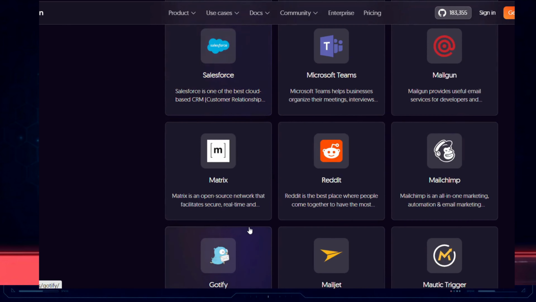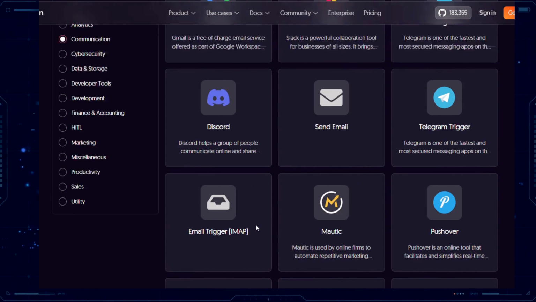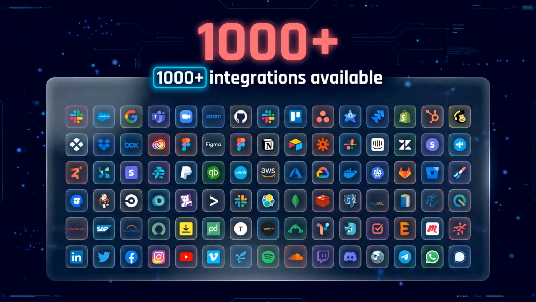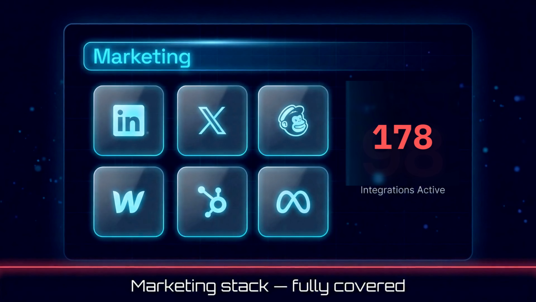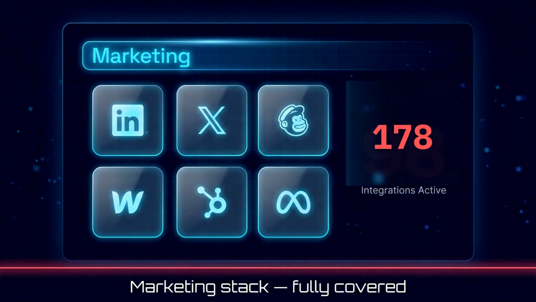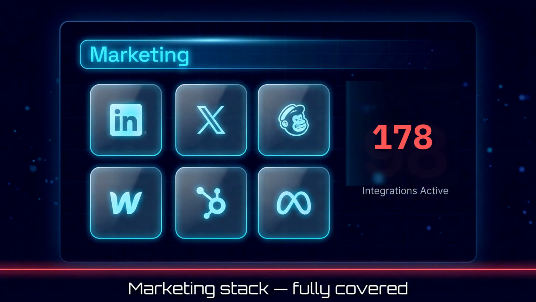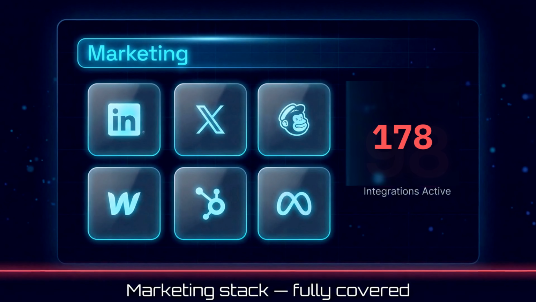When you open the integrations library, the scale becomes real. Over 1,000 integrations, organized by category, ready to use. Let's start with marketing. 178. LinkedIn, Twitter, MailChimp, Webflow. If your client uses it, n8n already supports it. The entire marketing stack is covered.